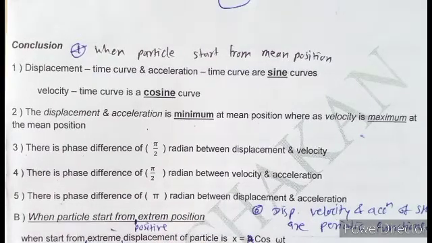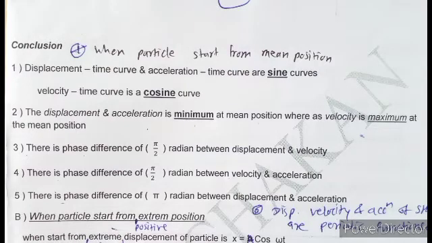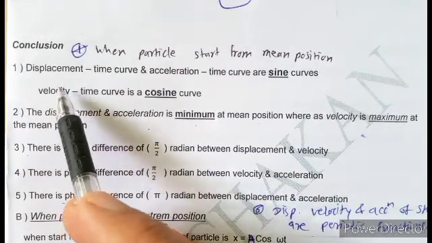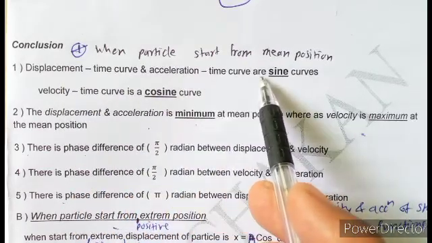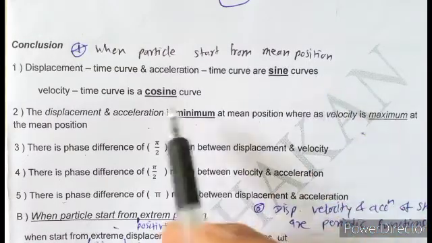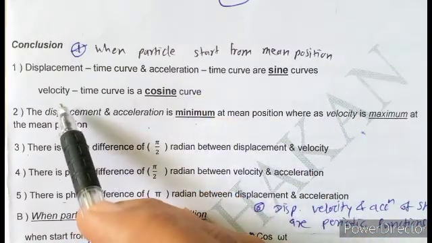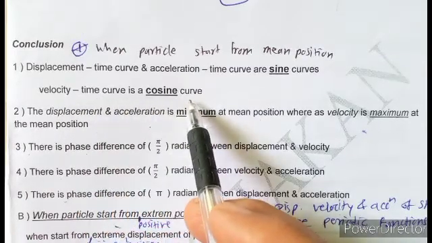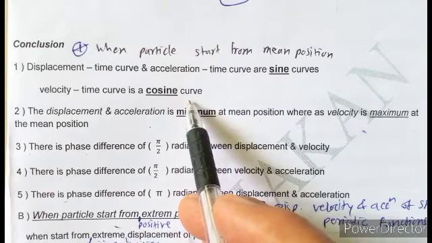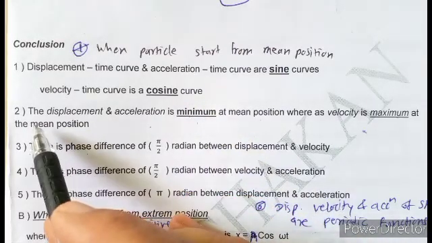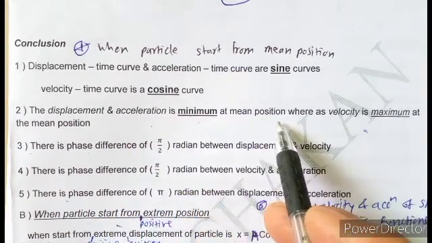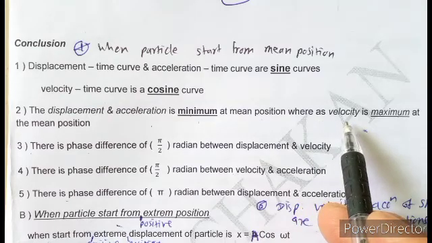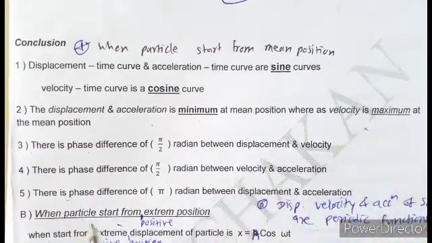The conclusions from the displacement, velocity and acceleration graphs when a particle starts from the mean position. First conclusion, the displacement time curve and acceleration time curve are sine curves because they start from the origin. The velocity time curve is a cosine curve; it starts from a maximum value.